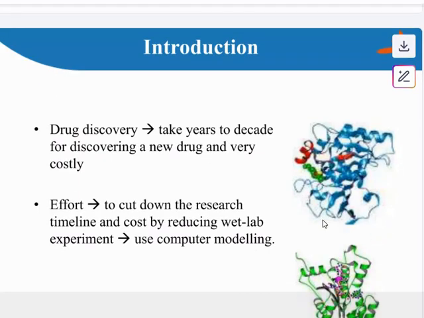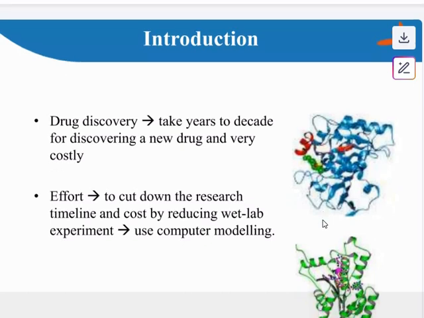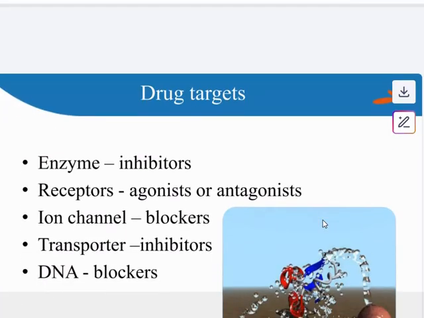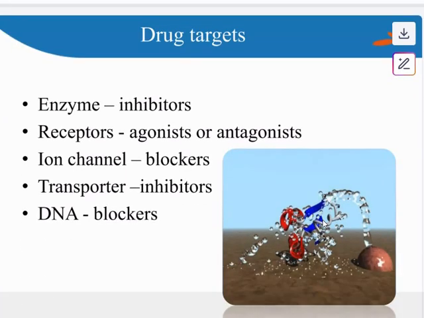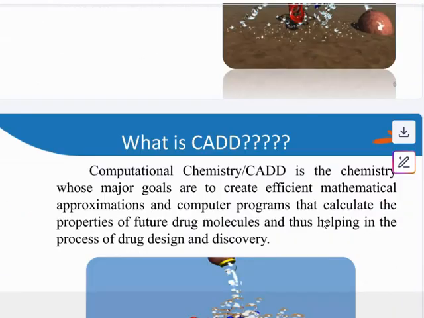Now, introduction. Drug discovery takes years to a decade for discovering a new drug and is very costly. Efforts are made to cut down the research timeline and cost by reducing wet lab experiments and using computer modeling. Now drug targets: enzyme inhibitors, receptor agonists or antagonists, ion channel blockers, transporter inhibitors, and DNA blockers.